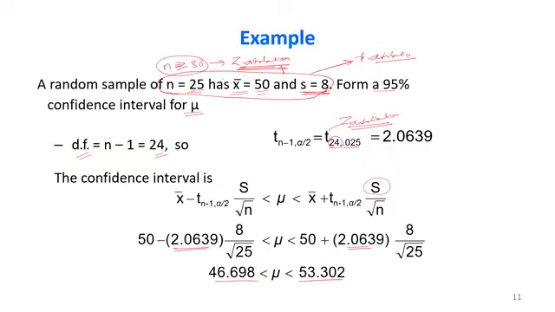Now, instead of 25, if I make it 35, then I can go with the Z distribution. Even if we do not have the population standard deviation, if my sample size is greater than 30, then I can go with a Z distribution. Here you need to understand why exactly we're going with the T distribution.